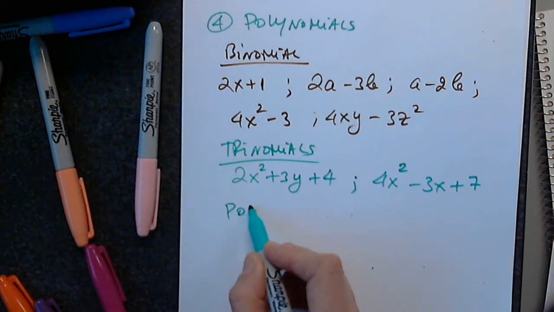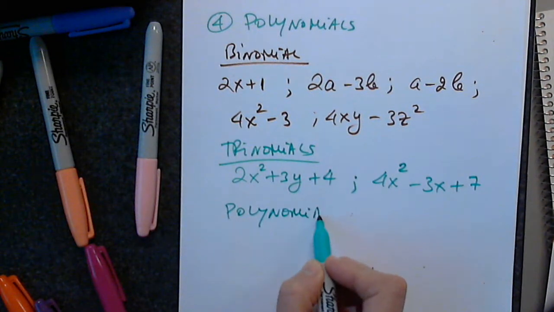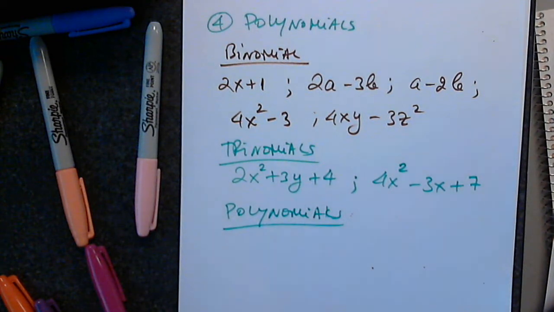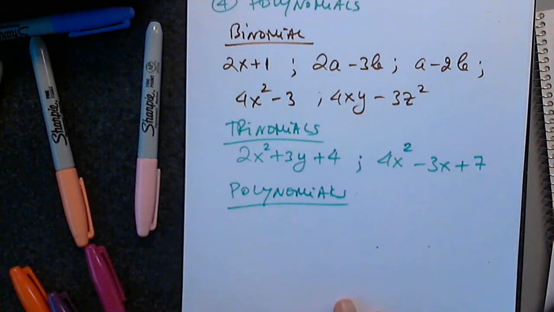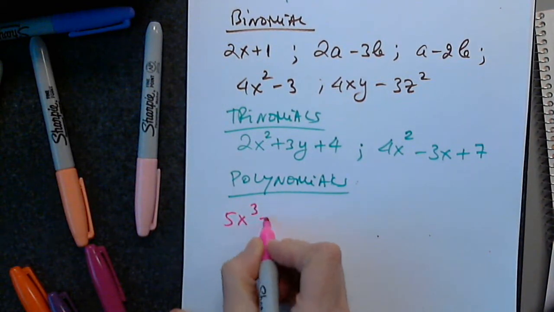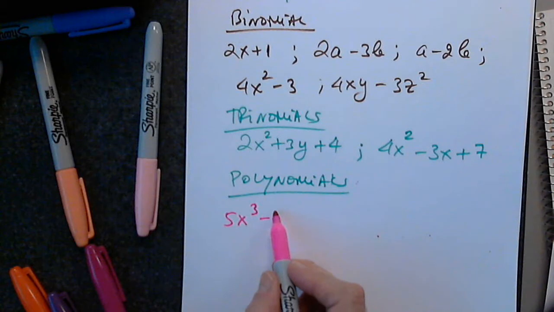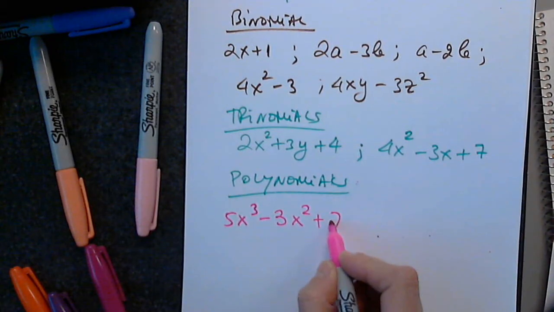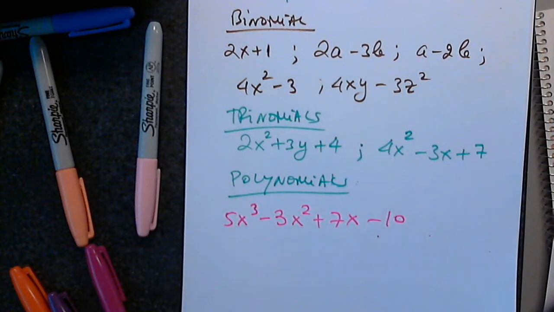Okay, let's look at polynomials. Although all of the above are polynomials, in general when we talk about polynomials we mean 4 or more. Let's say 5x cubed minus 3x squared plus 7x minus 10. Is this a polynomial? Yeah. Is it a monomial? No. It's a sum or difference of how many monomials? 4 monomials.